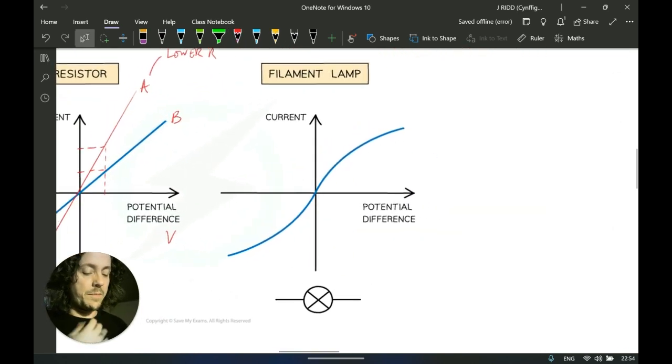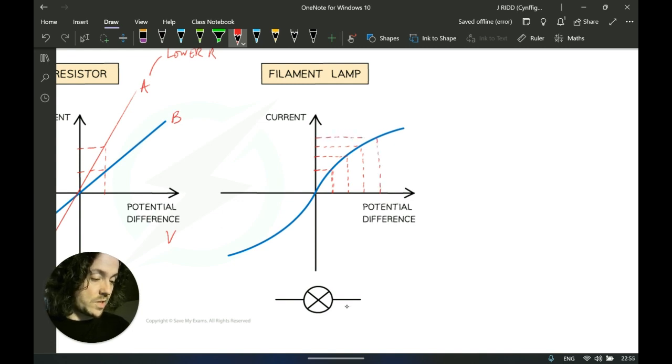Now, in the case of the filament lamp, we haven't got a directly proportional relationship here. In fact, what you can see is that the gradient of this line changes. If I was to start off with a small voltage, I might get a significant increase in current to begin with. And then maybe I go to 2 volts, and current's still going up quite a lot. Maybe now I go to 3 volts. What you start to notice is that the amount by which current increases each time is itself decreasing.